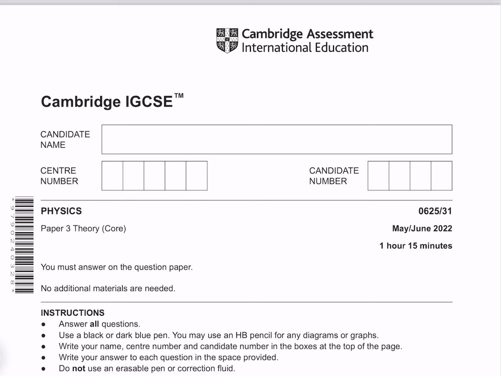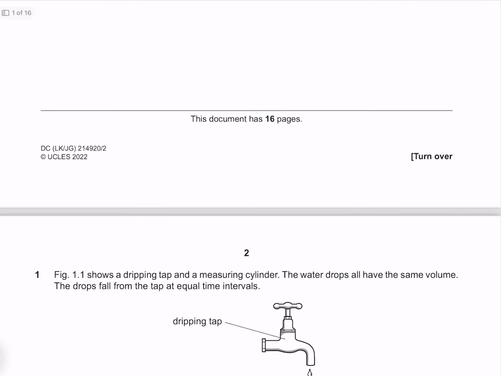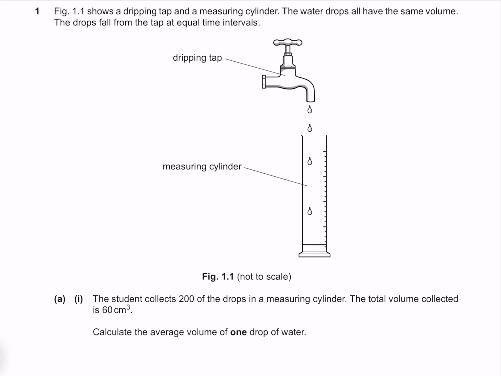In this video, I'll be going through the 2022 May-June IGCSE Physics Theory Core Paper version 1. Figure 1.1 shows a dripping tap and a measuring cylinder. The water drops all have the same volume. The drops fall from the tap at equal time intervals.